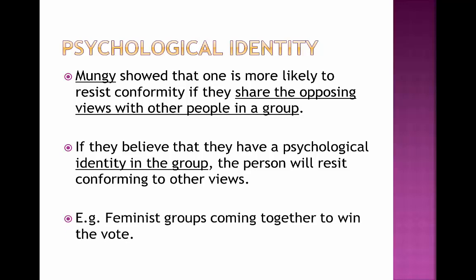For example, in the 50s in the USA or the UK, feminist groups came together in order to try and win the right to vote or to be treated as equals. Because they were in groups where they shared a psychological identity with one another, they knew that they were going to resist conforming to views from others because they had other people who shared the opposing views with them. So as a result, it was harder to get them to conform, and therefore women were treated as equals more often.